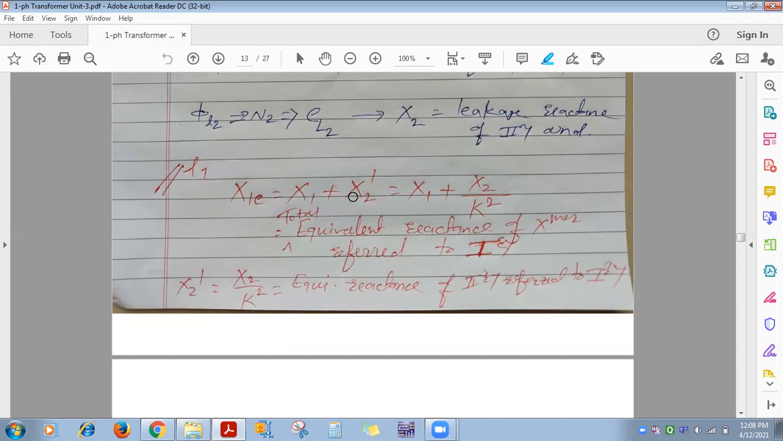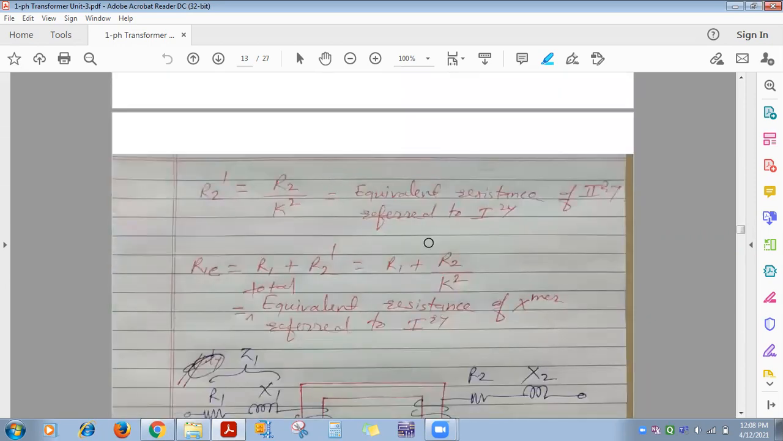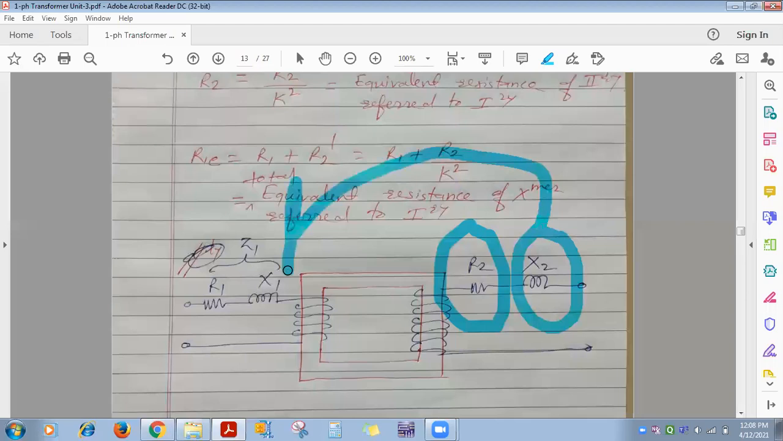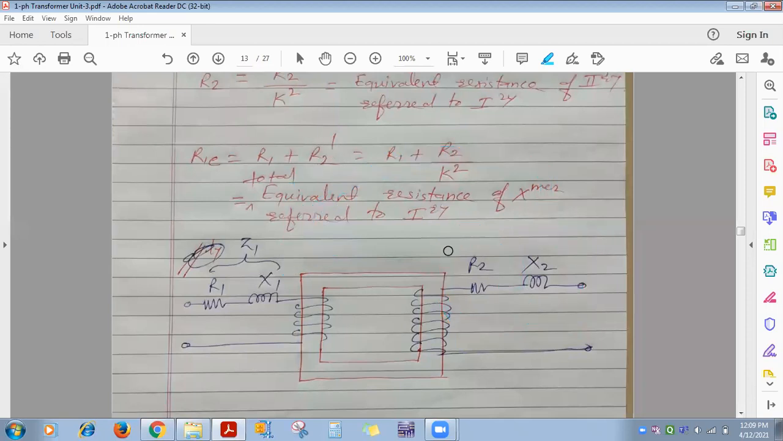You only have to keep this in mind: whenever you want to transmit resistance and reactance, that is R2 and X2, from secondary to primary, you will divide by K square. That's it. That's all you have to remember. Okay? R2 divided by K square is R2 dash.